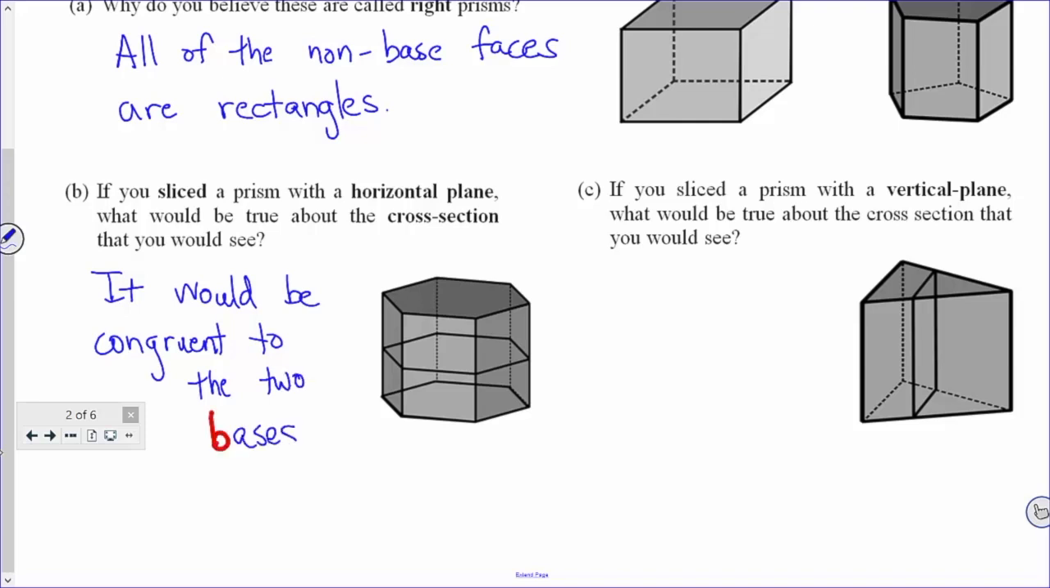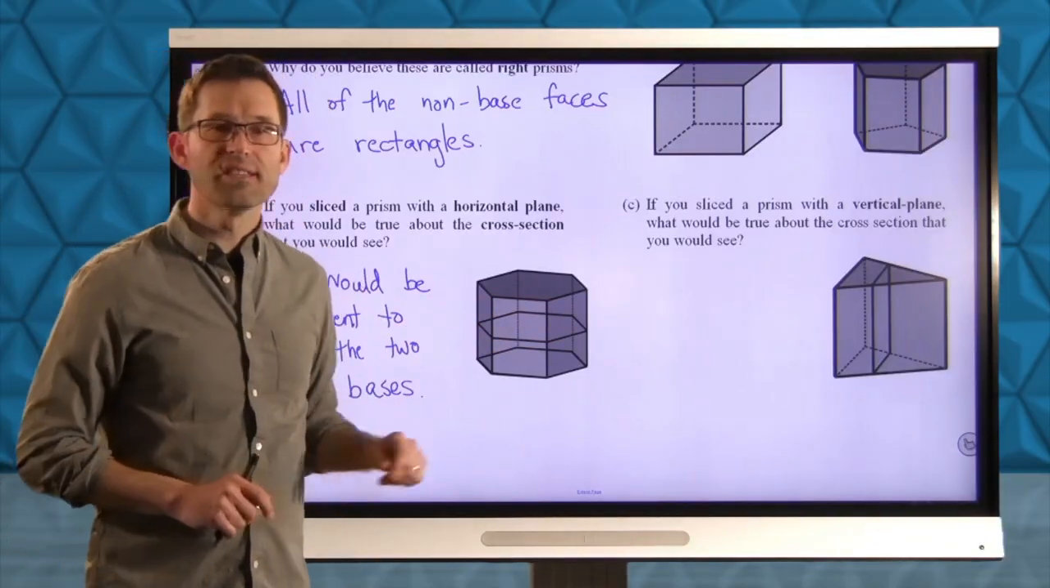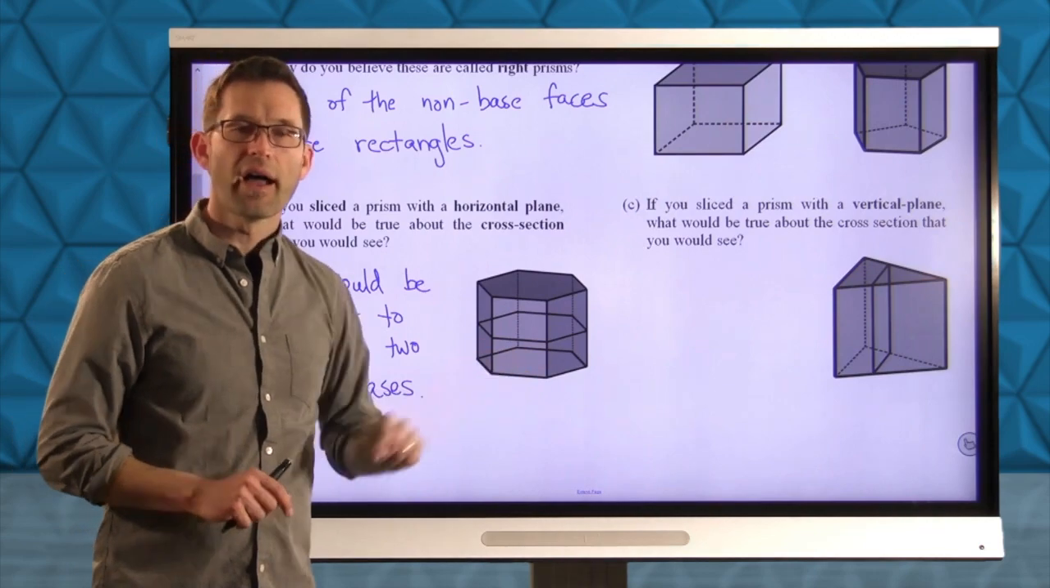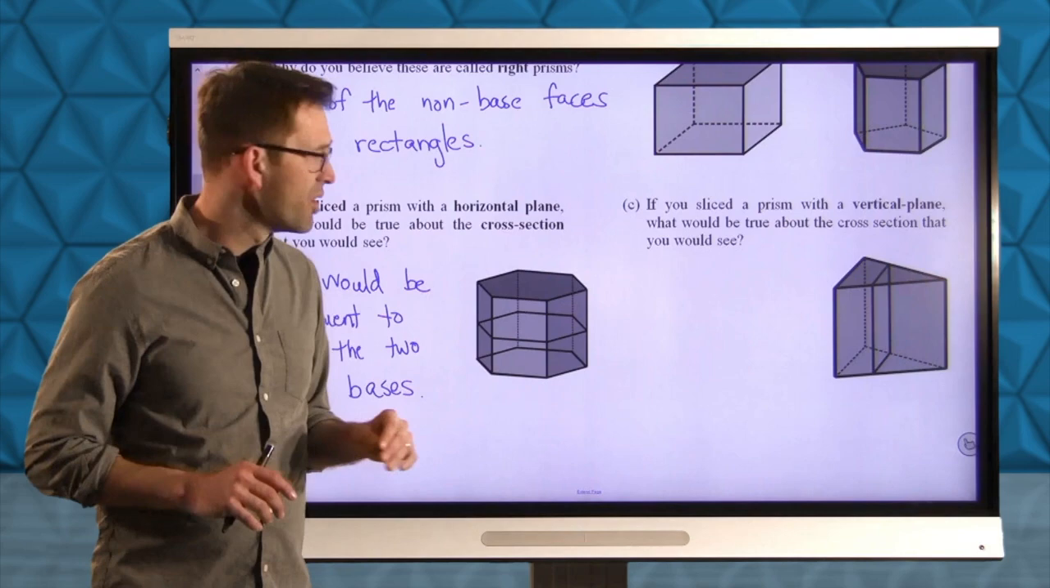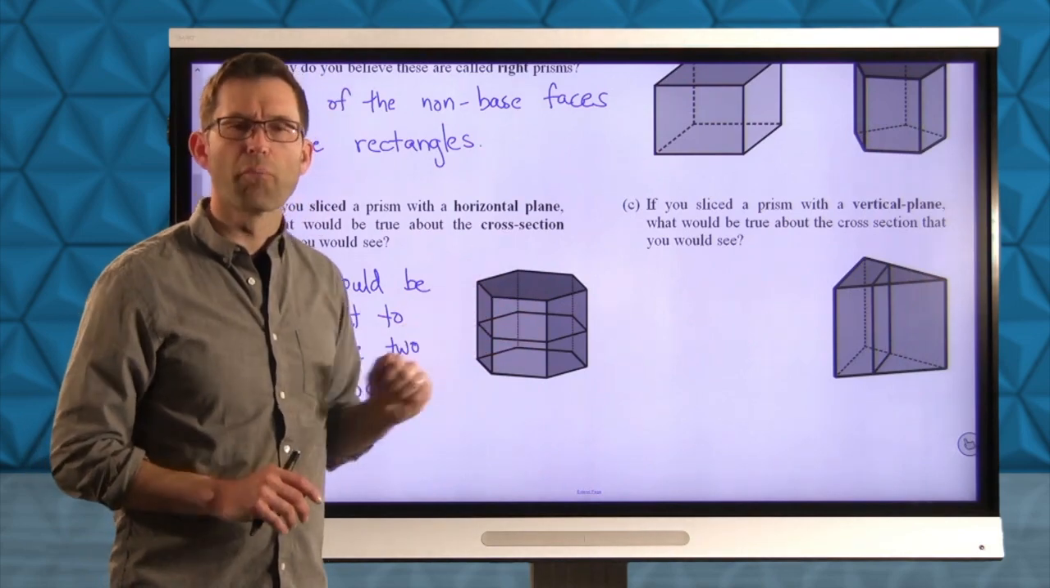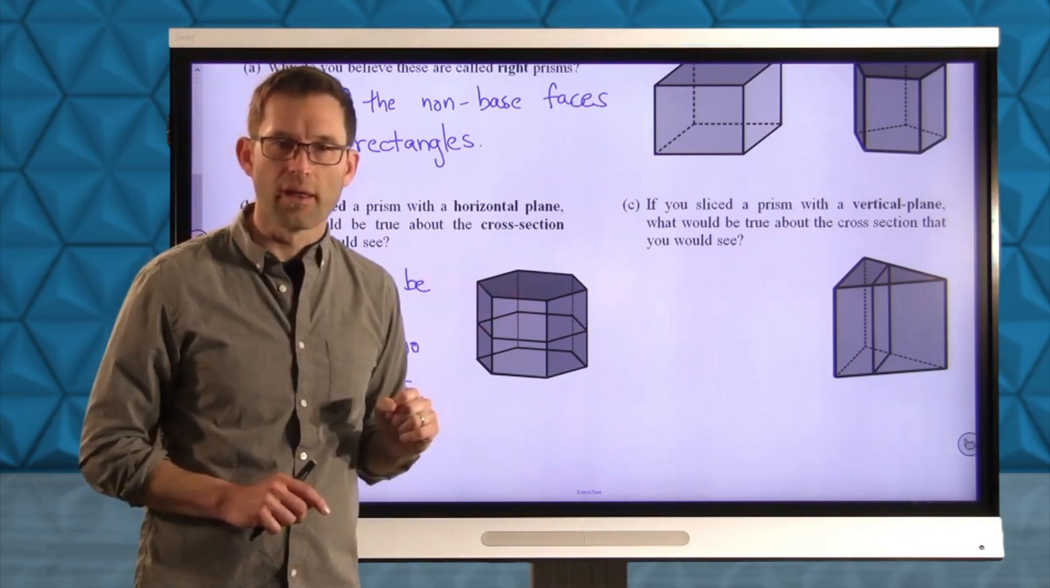It would be congruent to the two bases. So when I slice a prism horizontally, or parallel to the bases, I get slices that are also bases, in other words, congruent to the bases. The cross section of a prism doesn't change as you slice it horizontally.